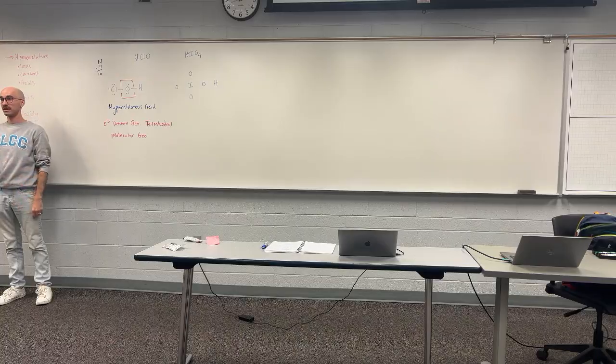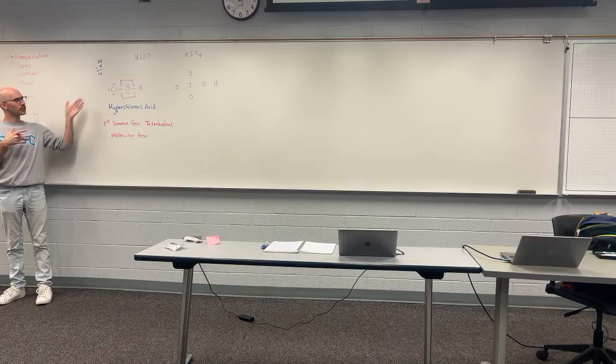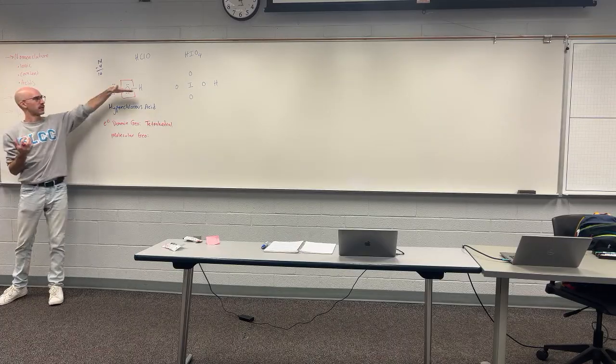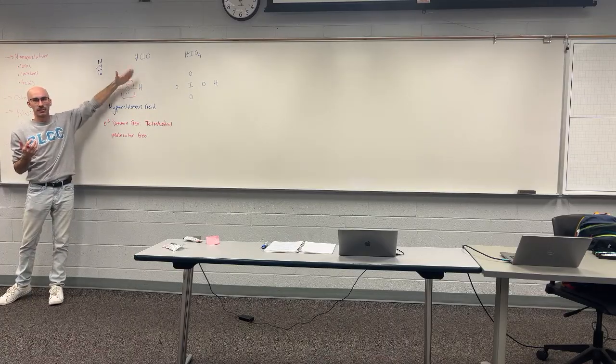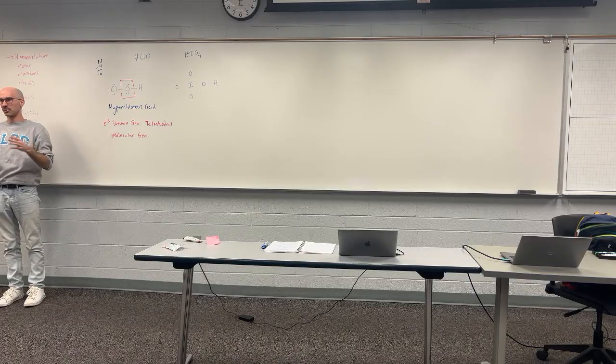Actually, I want to talk about what he brought up. He said linear. It looks linear. The H and the Cl are right across from each other. But I drew that just randomly. I could have put the H up here. I could have put the H down here. So I could have drawn the Lewis structure to look differently.